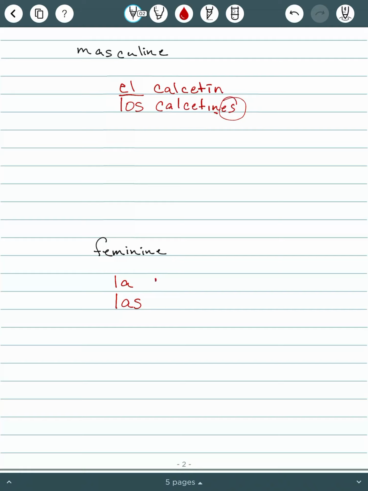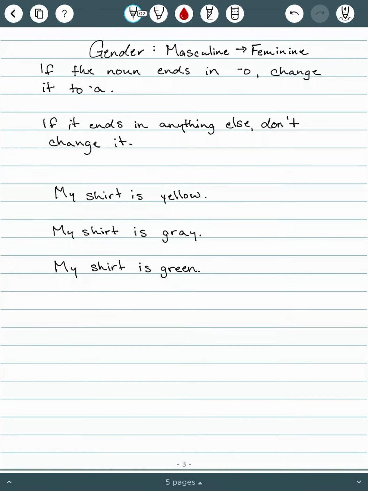Feminine words, la falda. Now that is obvious, it ends in an A, but remember sometimes there are exceptions, so you always want to double check and make sure that that article is what you think it is. And then if we wanted to say the skirts plural, we just add an S there because falda ends in a vowel. So that would be las faldas, the skirts. All right, so that's information that we already know.